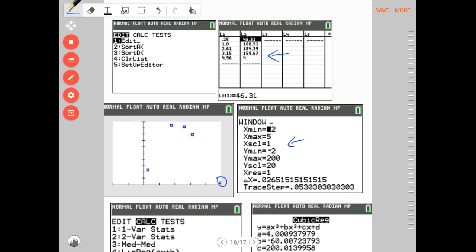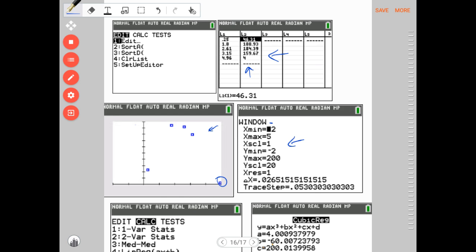I went from -2 to +5 with a scale of 1, and then a y minimum of -2 up to 200. The maximum volume is 188 from the list anyway, and we want to give it a little bit of room. So I said 200. And then when you do that, you can see here's the window right there. So it looks not too bad.